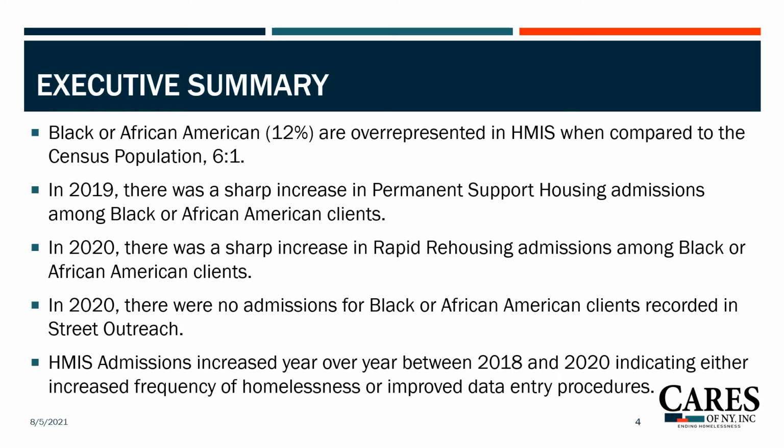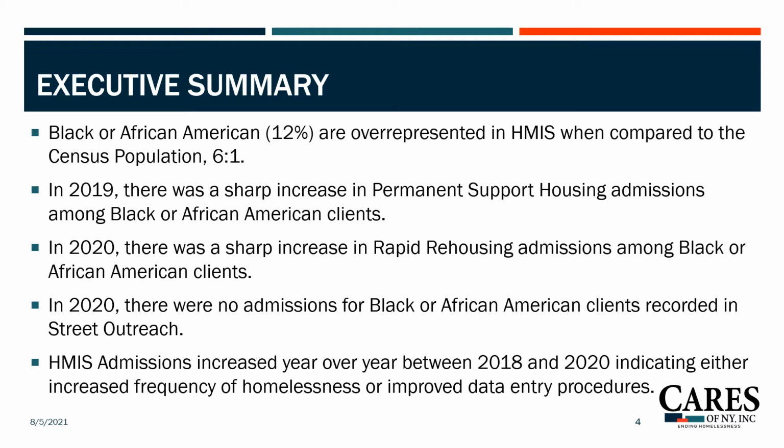So here are the key points that we want to take away from this descriptive analysis. First, we do see that Black or African American clients are overrepresented in the HMIS when compared to the census population by 6 to 1. In 2019, we also saw a sharp increase in permanent supportive housing admissions among Black or African American clients that we want to investigate further. Next, in 2020, we saw there was also a sharp increase in rapid rehousing admissions among Black or African American clients, so we also want to learn more about that.